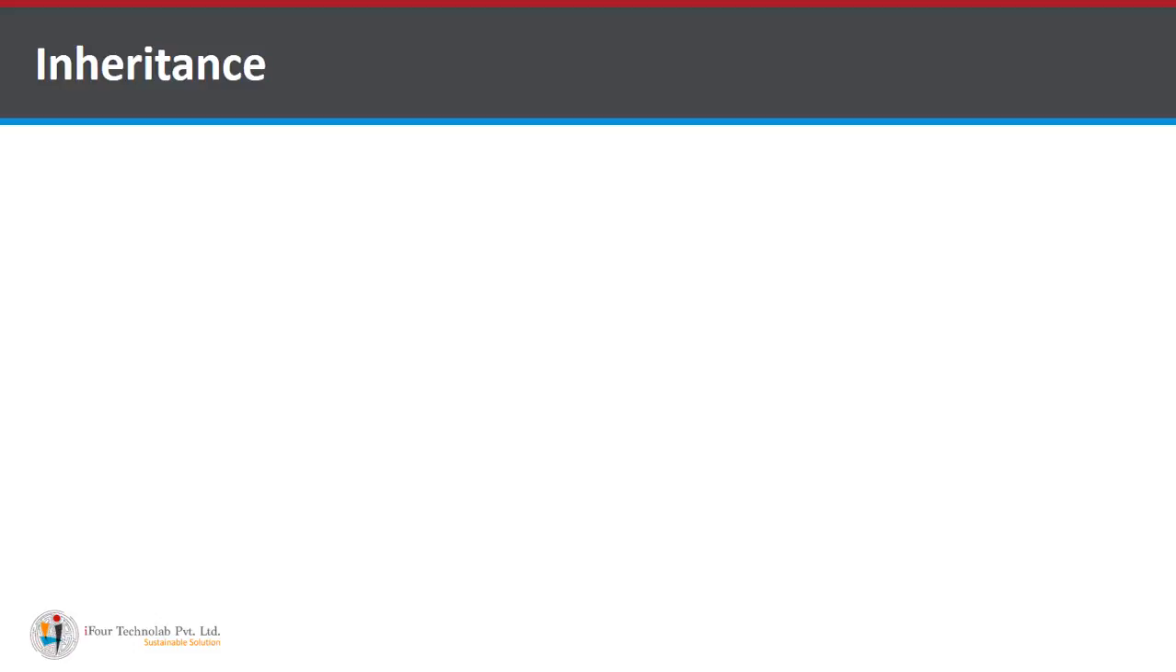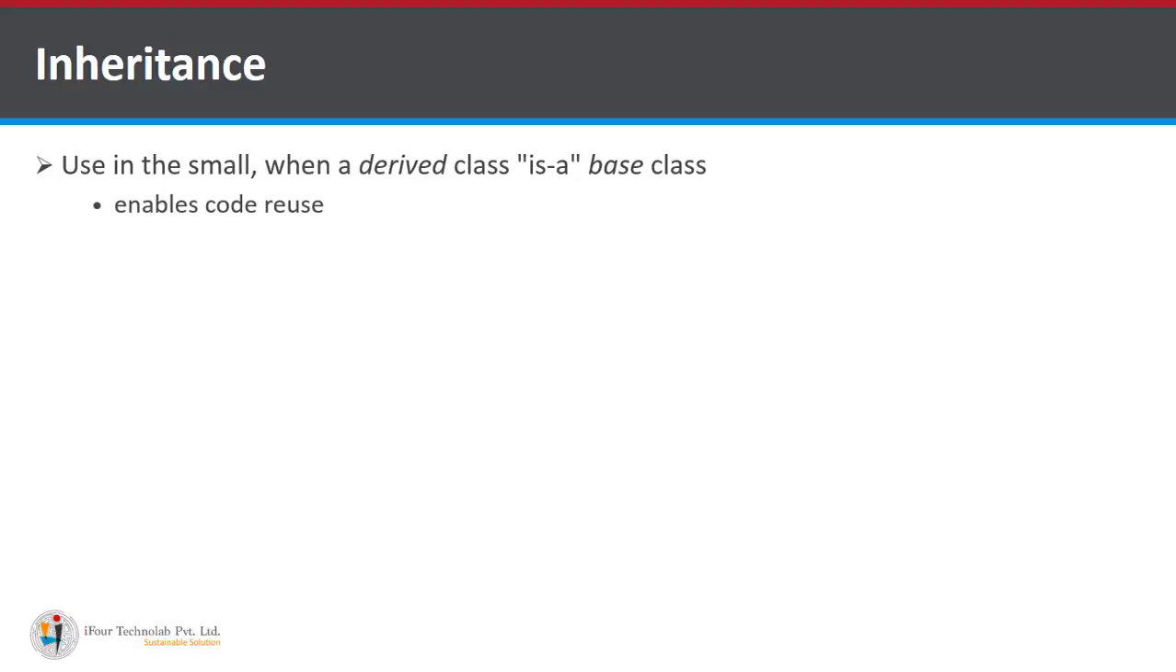Inheritance is a process of using one class and its members in another class. It is used when a derived class is created from a base class. It enables code reuse; the main purpose is reusability of code. It enables design reuse and polymorphic programming.